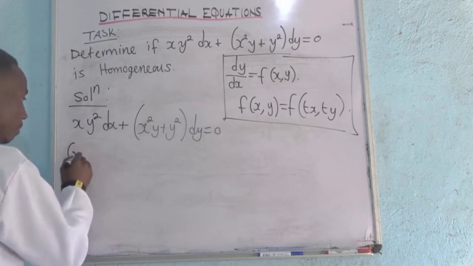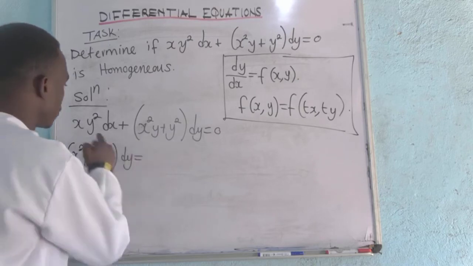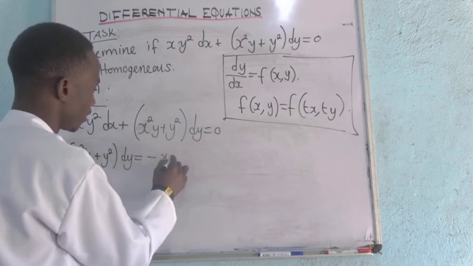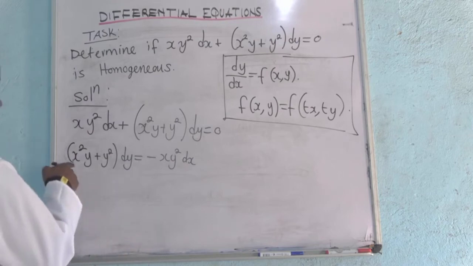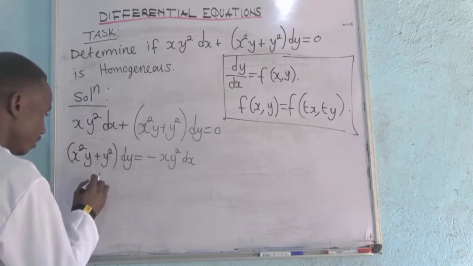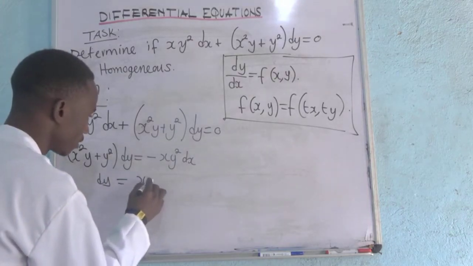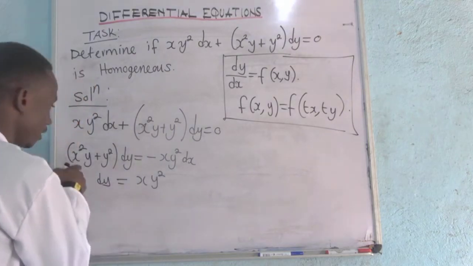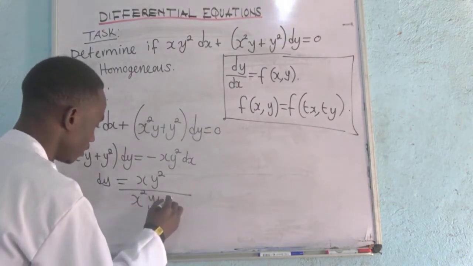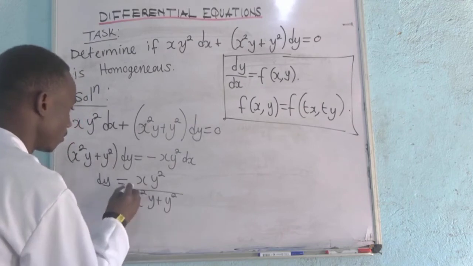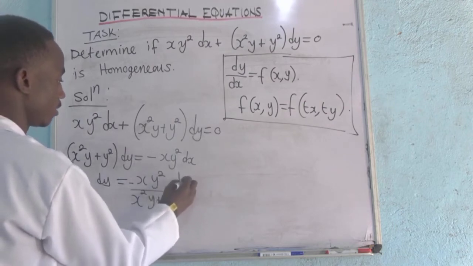So I'm going to have this. So this then becomes negative of xy squared dx, like that. So from here you can divide through by this everywhere. So that makes this become dy being equal to xy squared, then divided by what you have here. So this is going to be x squared y plus y squared. So remember, this is a negative like this, and then there's this one where we can say it's dx like that.